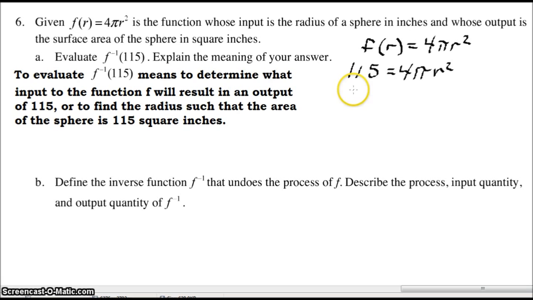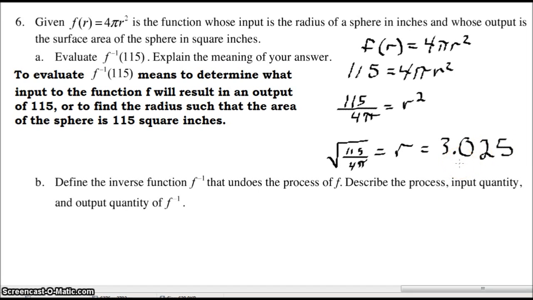Notice that to solve for the radius, we divide both sides here by 4 pi. And that gives us 115 over 4 pi equals r squared. And then to solve for r, if r squared is 115 over 4 pi, then the square root of 115 over 4 pi will give us r. Notice we don't need a plus or minus here because our radius can't be negative. And so we get 3.025.